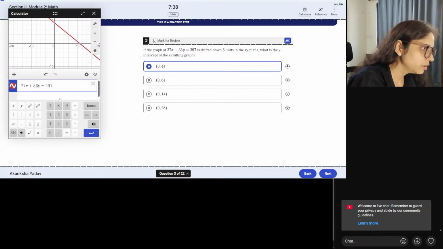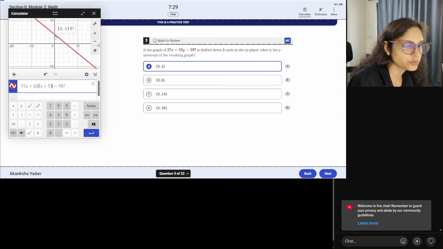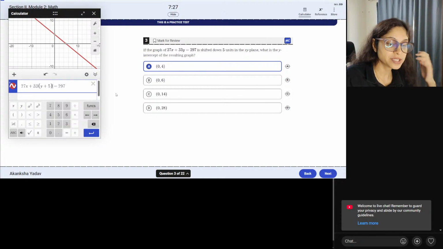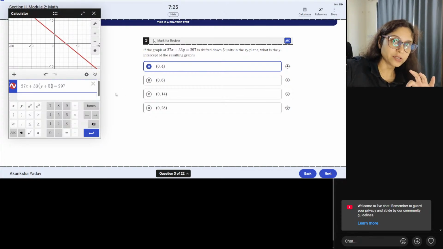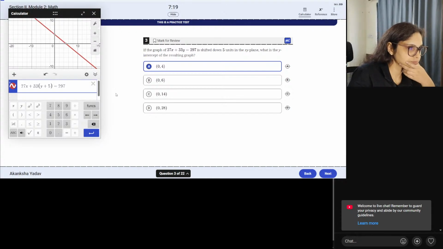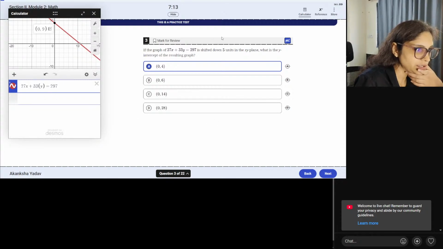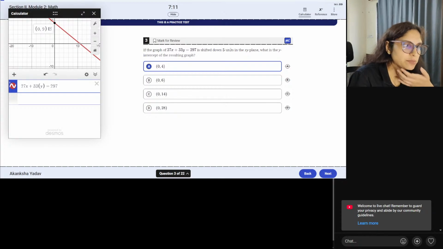0, 4. Other thing, if you're shifting down by 5, that means this will become y plus 5. And now you can see it is at 4. So basically, if you're doing it on the other side, then you subtract if you're going down. But if you're doing it on the same side as y, then you have to add, just like x. But no need, you can just do this. The y-intercept is 9, shift down by 5 units. 9 minus 5 is 4.